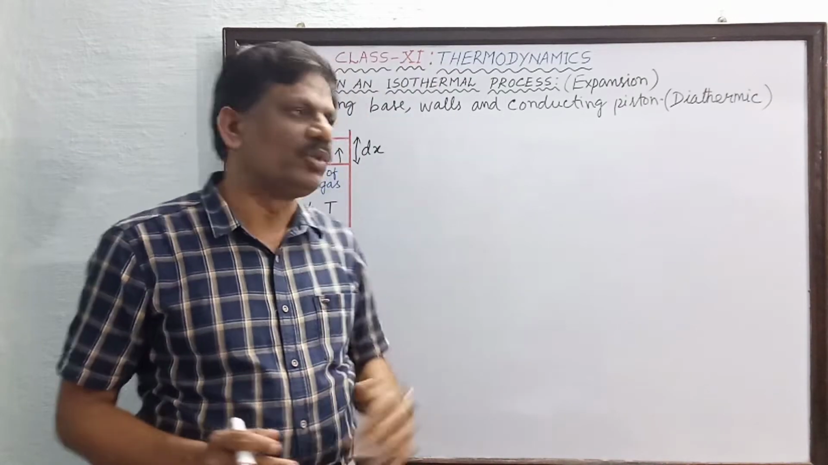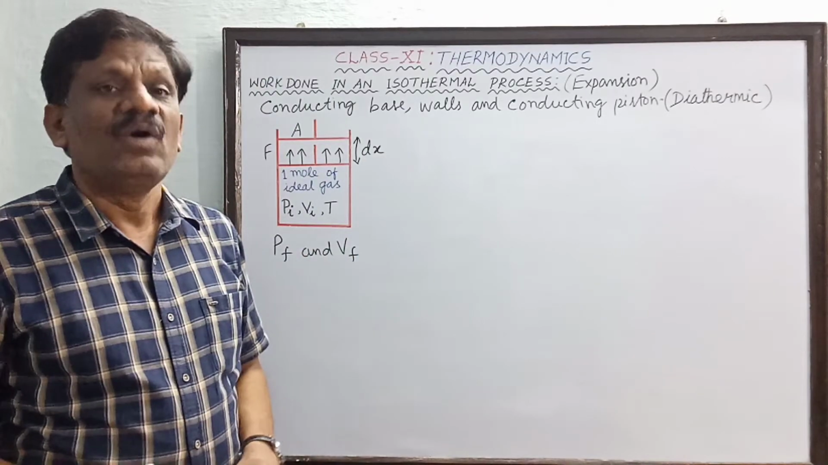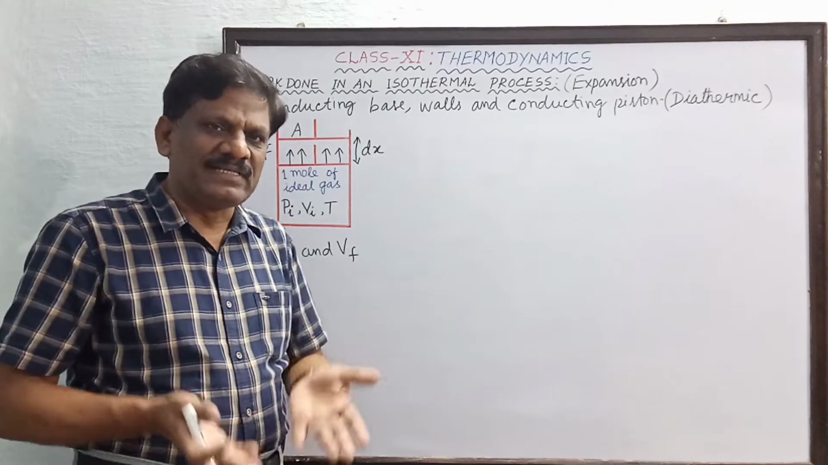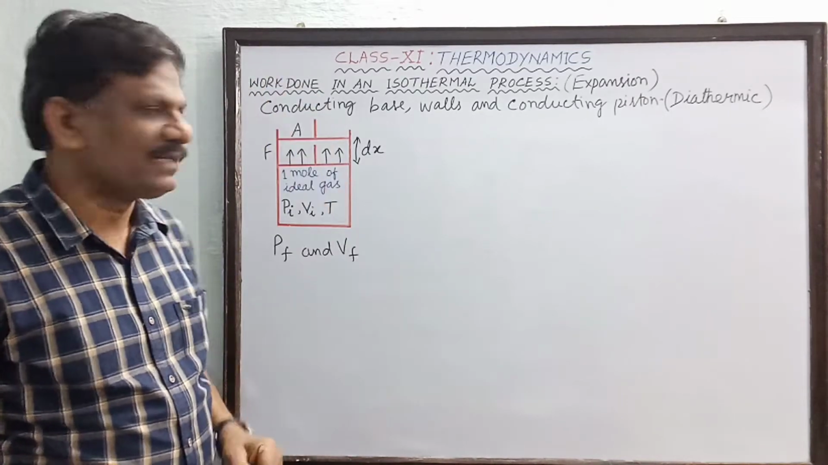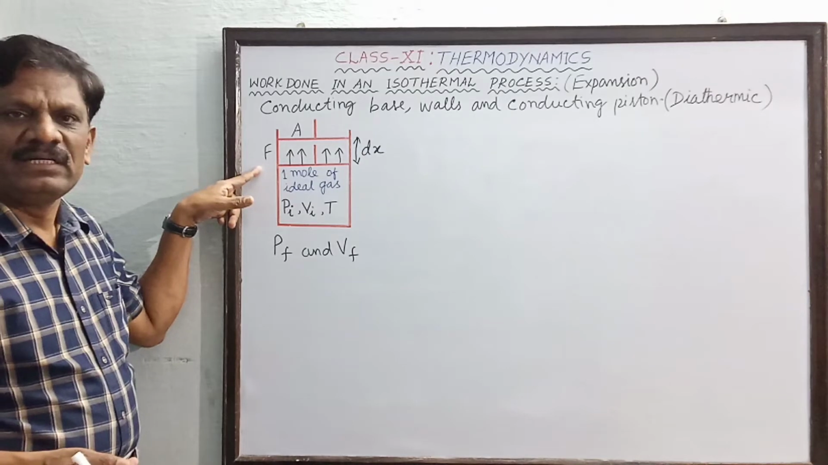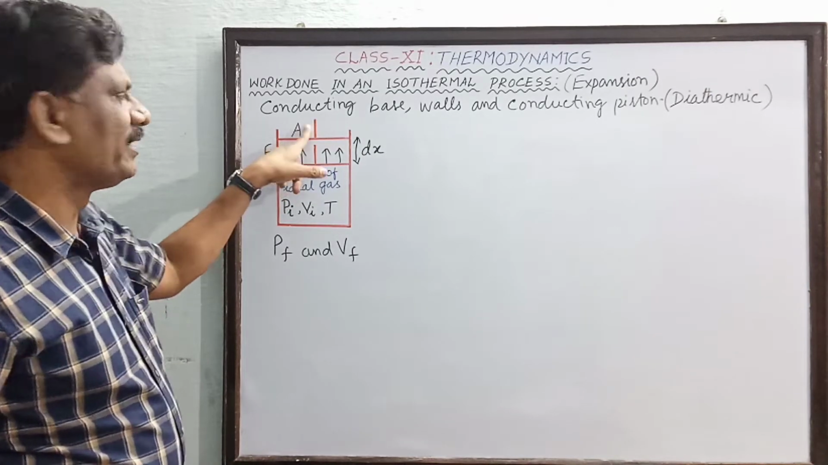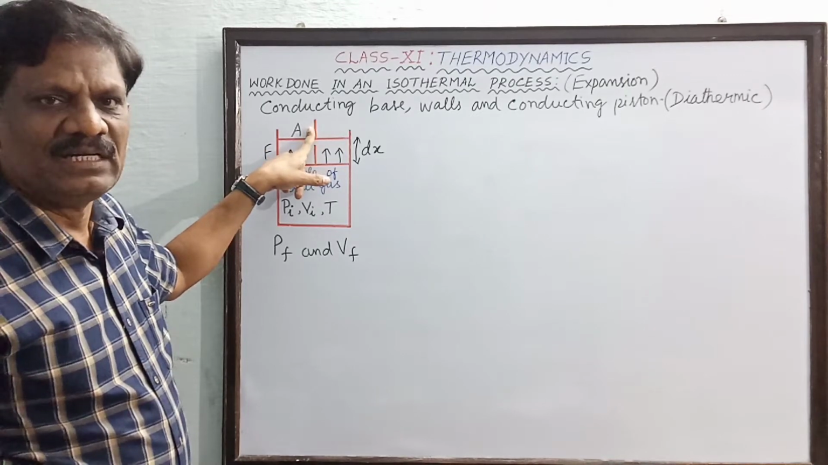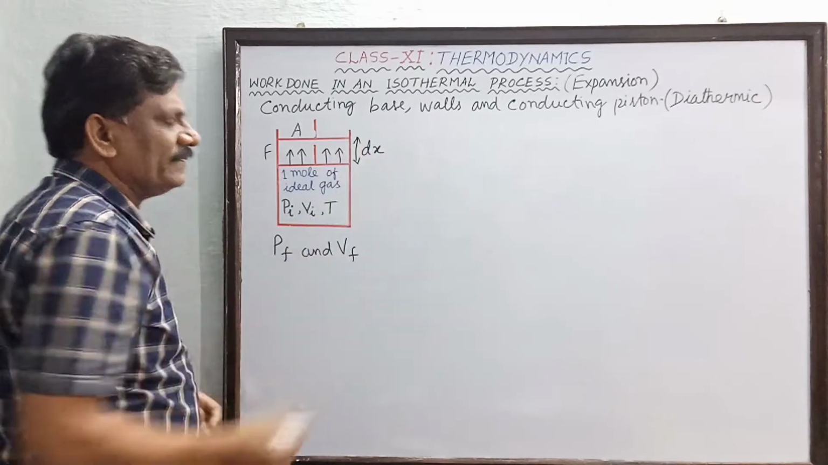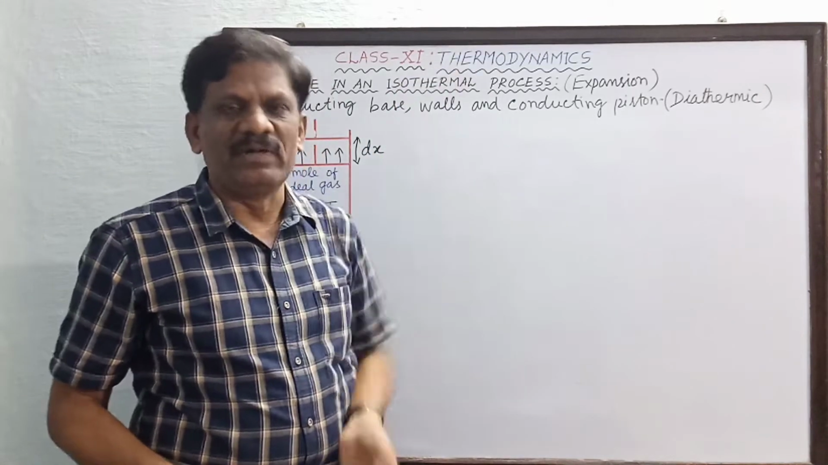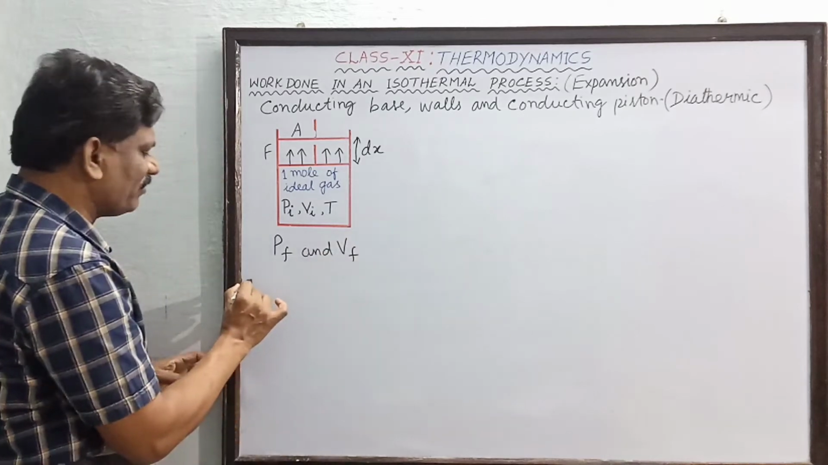Now during this expansion, the piston is moving in the upward direction through a distance dx. What is the upward force exerted by the gas on the bottom of the piston? That is taken as F. This force per unit area is called the pressure. Now, through a small distance dx, when the piston is moved upward, how much work is done? I am going to write the expression for that.